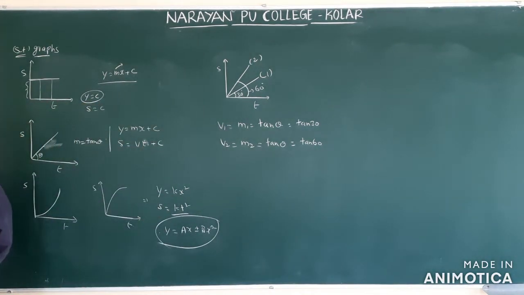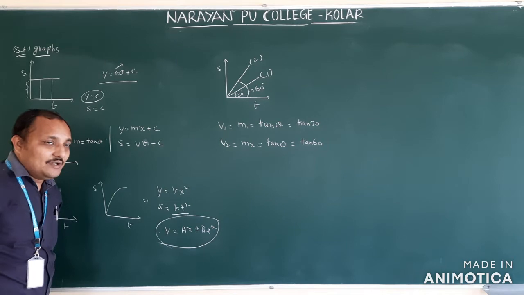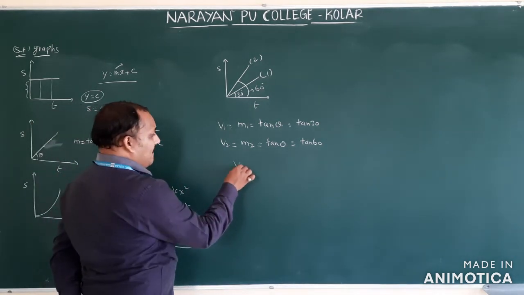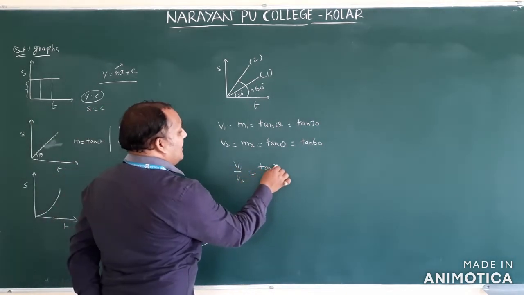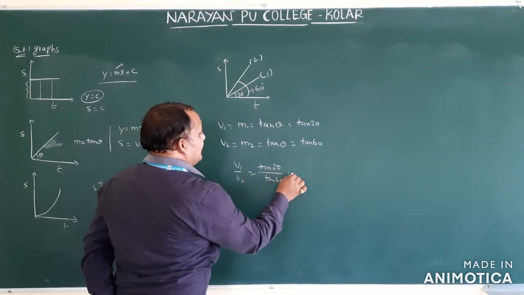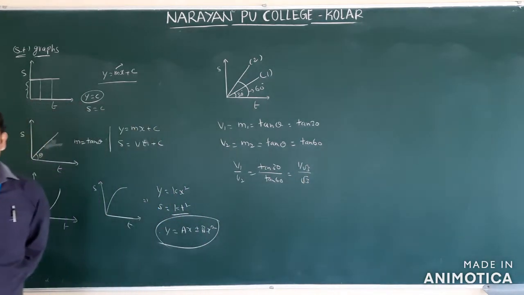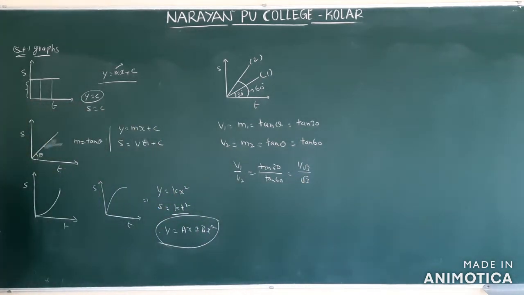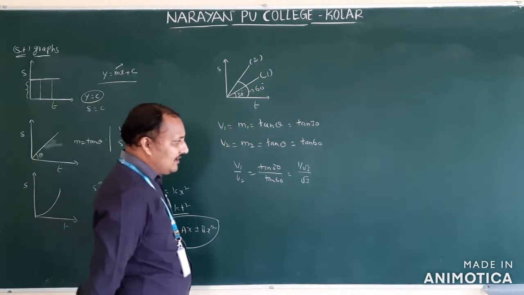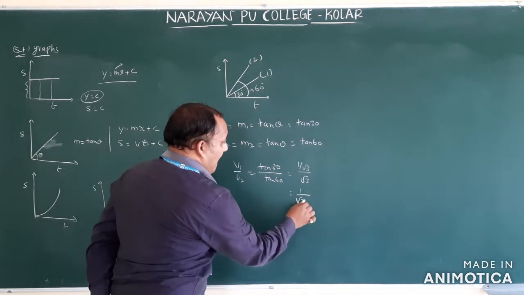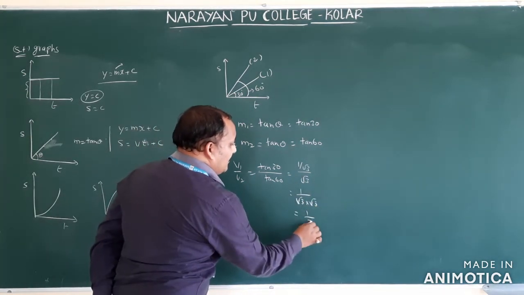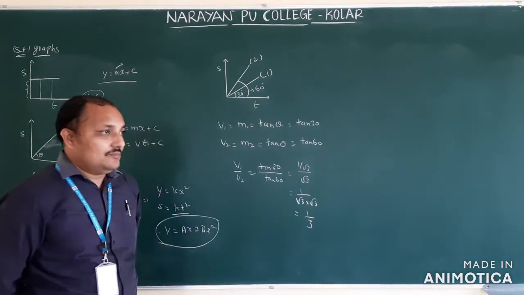Then what do you have to do? v1 by v2. You should know what the tan 30 value is and what the tan 60 value is. What is the tan 30 value? 1 by root 3. So v1 by v2 is equal to tan 30 by tan 60. This is also mathematics. 1 by root 3 by tan 60, which is root 3. That is 1 by root 3 by root 3. How much will you get as the answer? Root 3 into root 3 is 3. So it is 1:3. You should know those values.